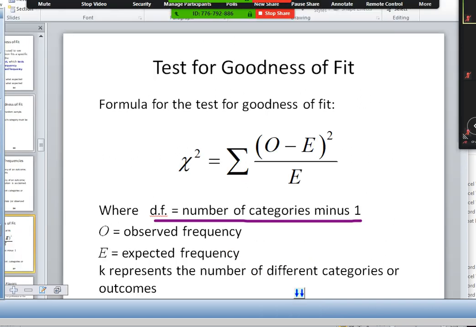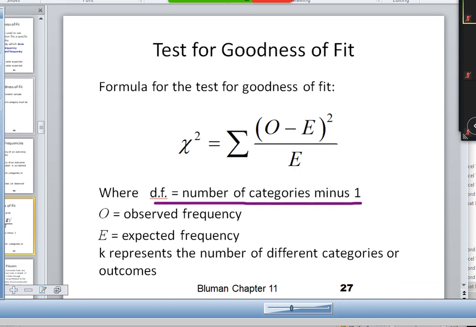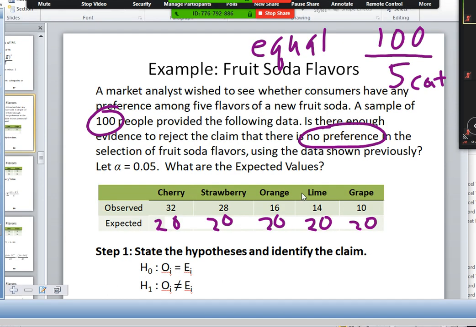So this is our chi-square formula. This is how we calculate our test stat. We take every observed value minus the expected value, we square it, and divide by what we expected to get. We do that for every single category, and then we add them all up. That's our chi-square, which is our test stat. That's the number we're going to be comparing. The degrees of freedom is the number of categories minus 1, so that's a little bit different, but it'll make sense as we go through. So here's a problem.